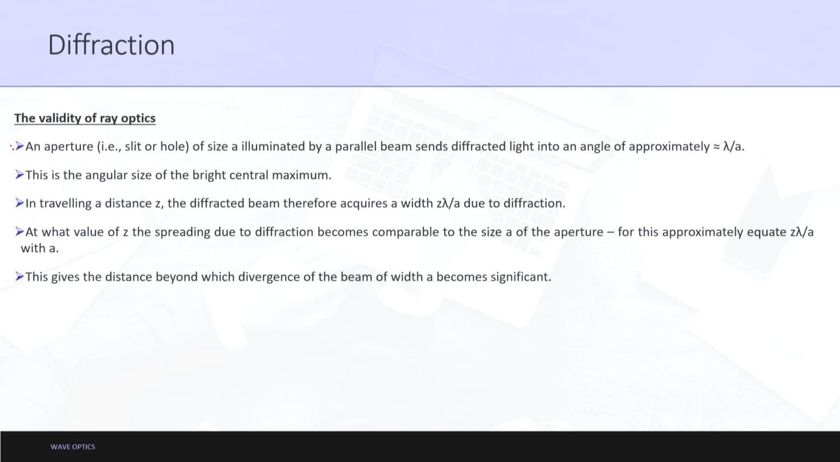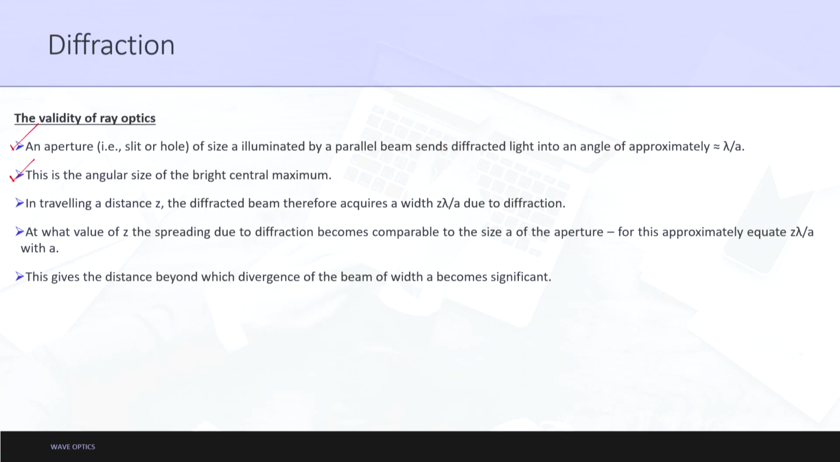Again we understood this concept in previous lectures only, so there is no point in understanding it again. We just know that when theta is approximately lambda by A, we get the central maximum as long as it is diffracted inside. If it is diffracted away, we may get something different, but as long as it is diffracted inside, we will get a bright central maximum. In travelling a distance z, the diffracted beam therefore acquires a width z lambda by A due to diffraction. So this is the simple concept of diffraction here: as we move a distance z, the beam acquires a width z lambda by A due to diffraction.